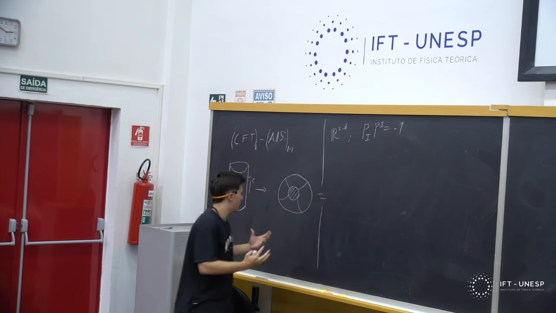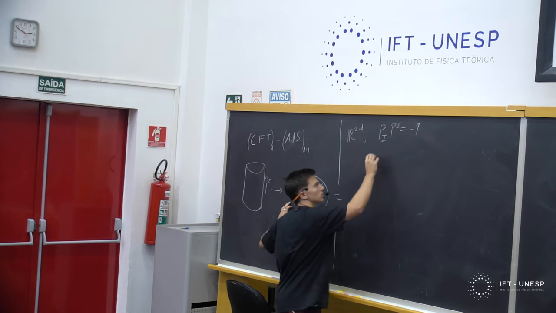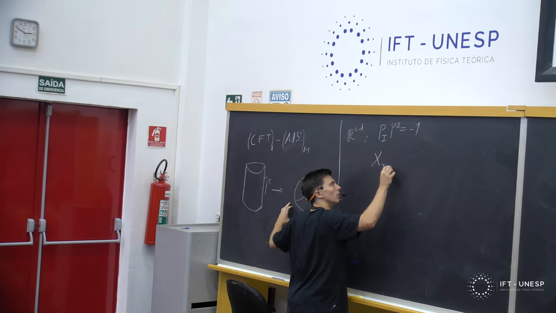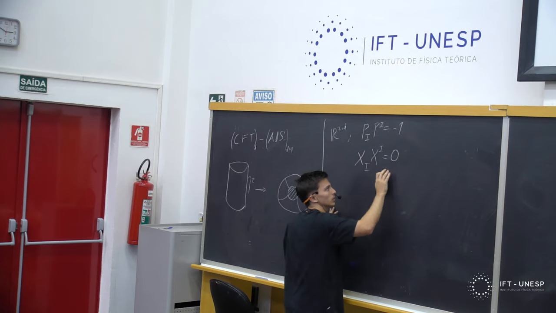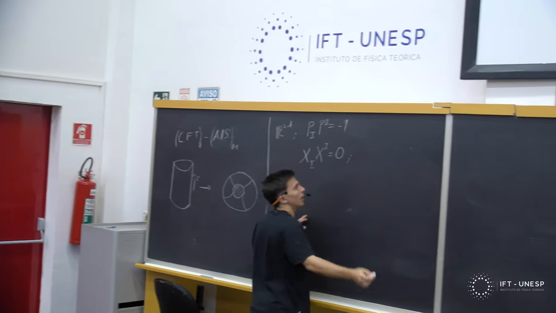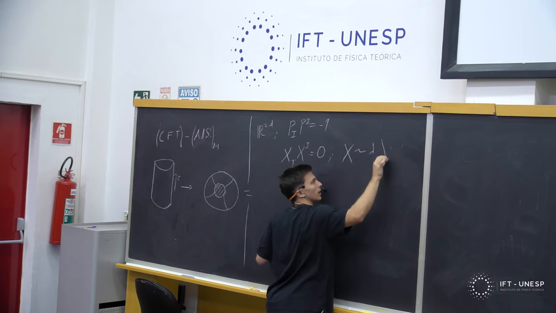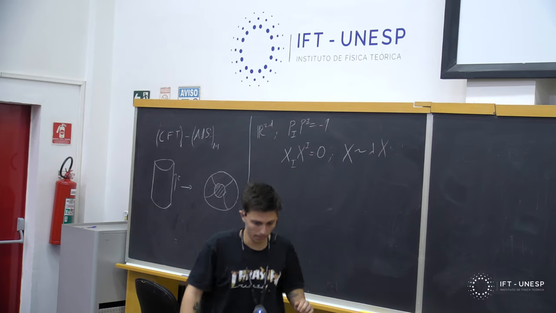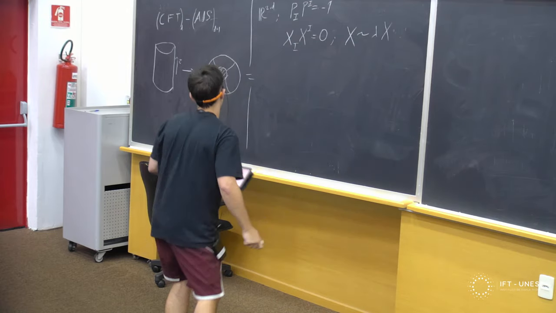And AdS has a boundary in which the CFT lives, and those points in the boundary are described by null rays in R^{2,d}. So points such that this equation is satisfied, and we say they are rays because we have the following identification. Okay?